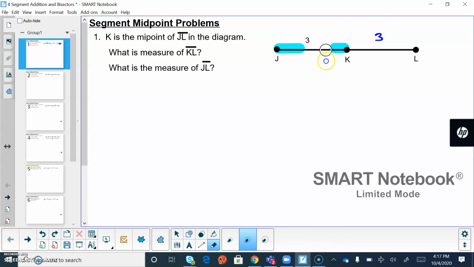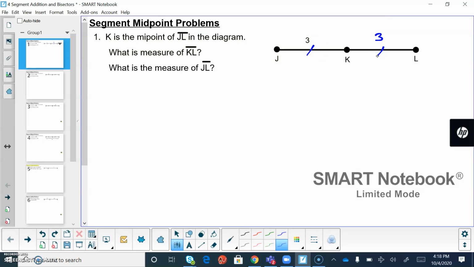Now, one way that they can tell us this information is by simply stating, like they did, that K is the midpoint of the entire line segment, or they can put what's called hash marks or tick marks on the diagram. For example, if they put one mark here and a similar mark on the other part, that means those two pieces are congruent. That means JK and KL are congruent line segments.